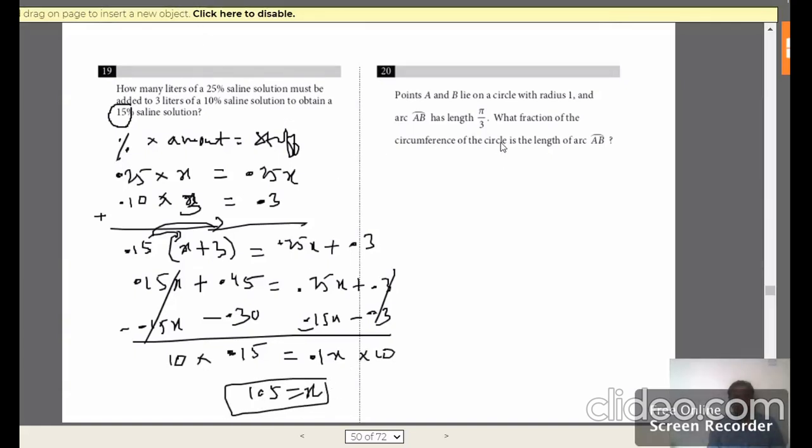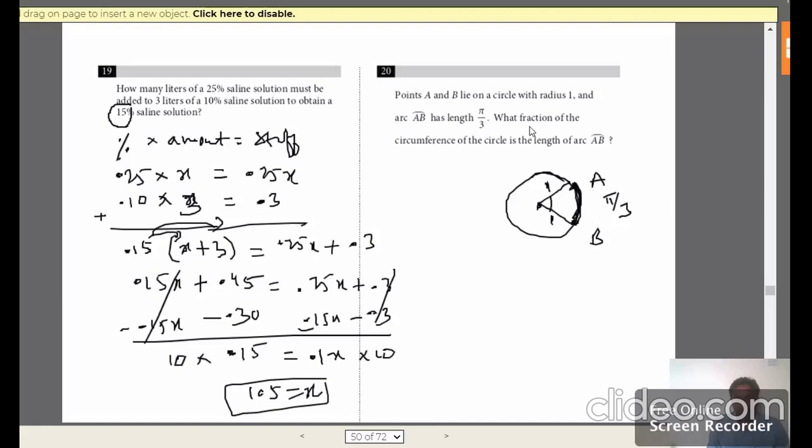Now the next set of questions, the final question: points A and B lie on a circle with radius 1. This is my circle where points A and B are there, which represents the arc. The arc has length pi by 3, and the radius of the circle is 1. This is a sector, and it has length pi by 3.